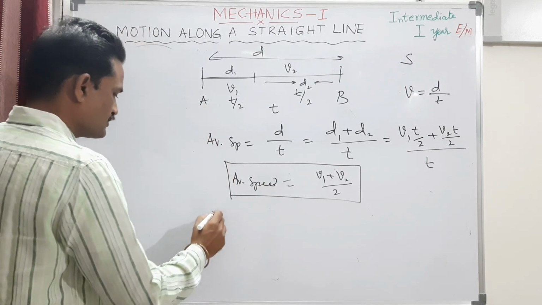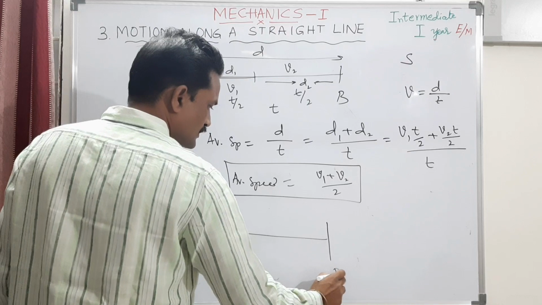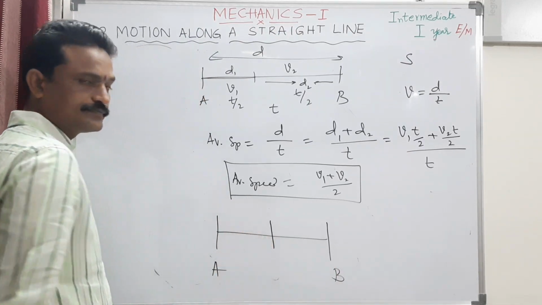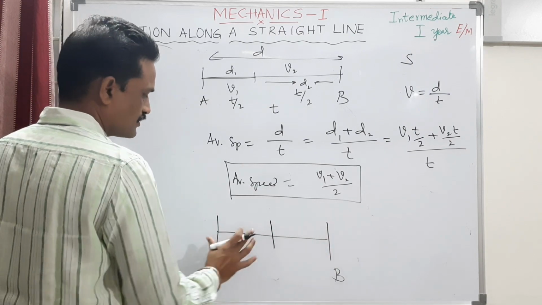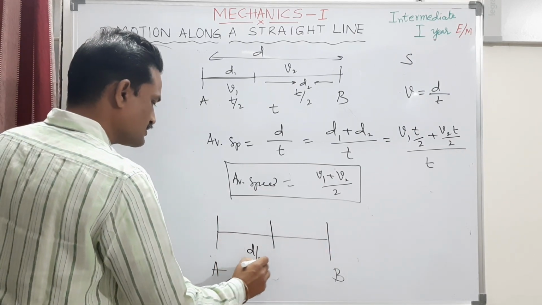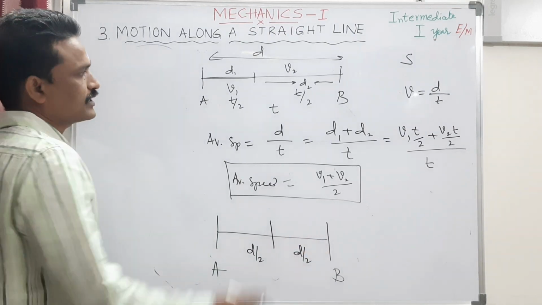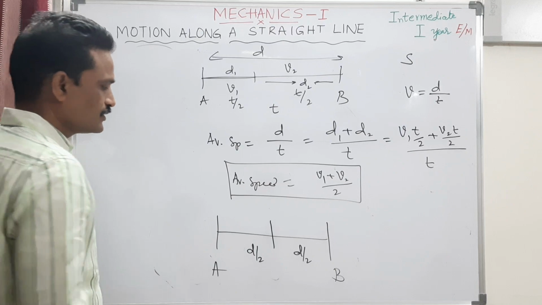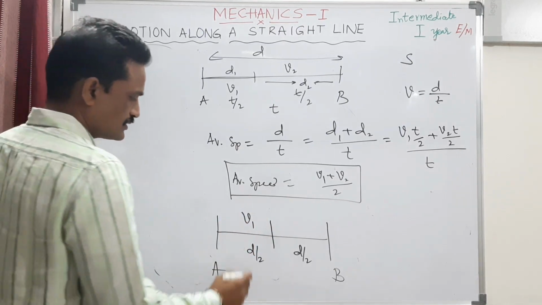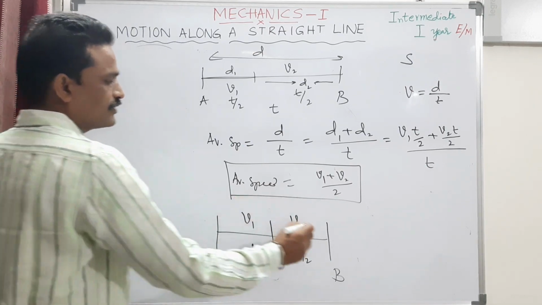Suppose the same person starting from A and reaching B covered the first half of the distance, exactly half. Let us say if it is 1 kilometer, half kilometer and half kilometer. So the distance is divided into two equal parts. He traveled with v1 for the first half of the distance of his path and the second half with v2. Now find out the average speed.